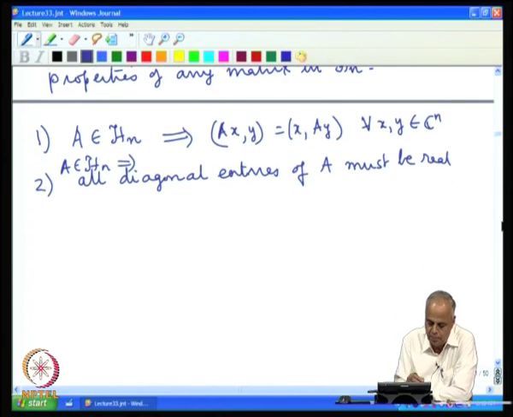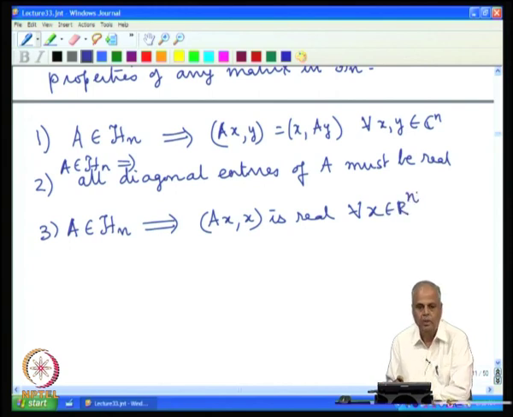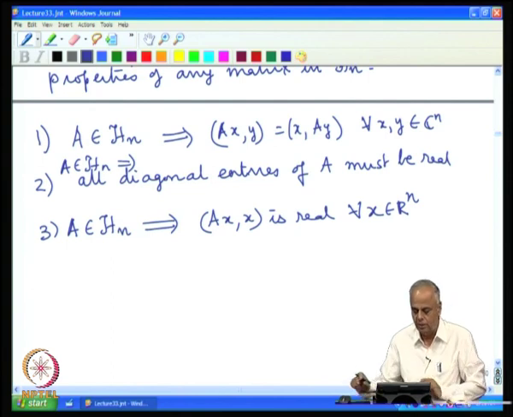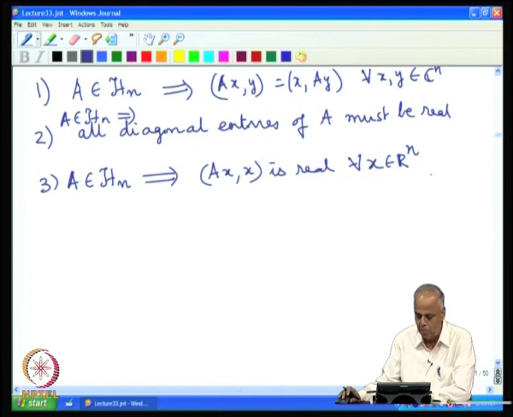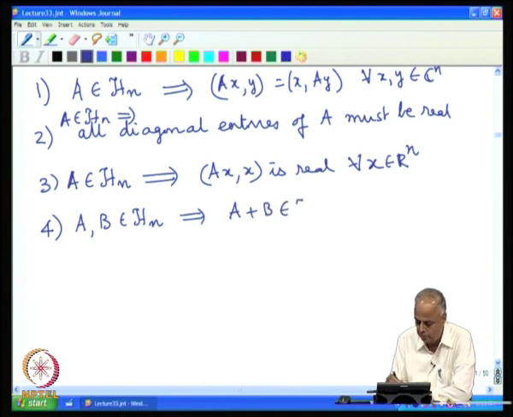We also observed that if A belongs to Hn, that is, if A is a Hermitian matrix, then Ax comma x is real for every x in Cn. Even though the matrix A is complex, as long as it is Hermitian, and even though the vector x may be complex, Ax comma x will always be real. Then we observed that if A and B are Hermitian, then A plus B is also Hermitian.